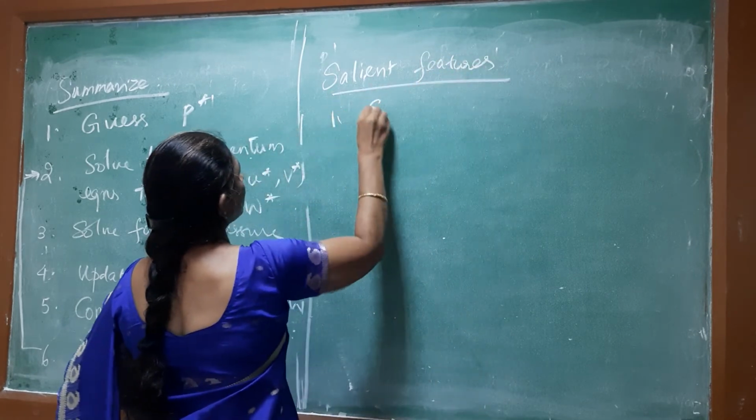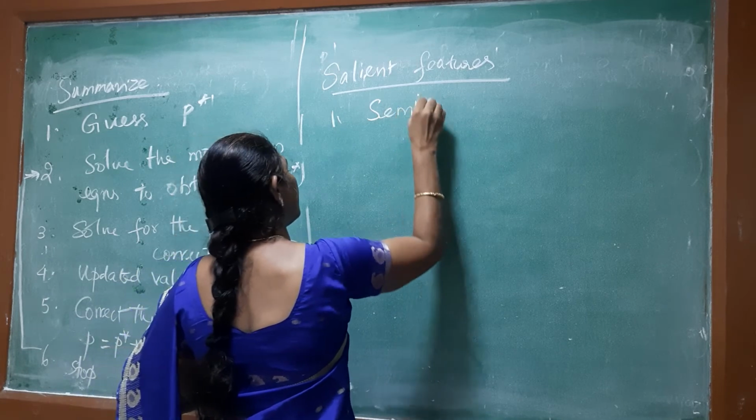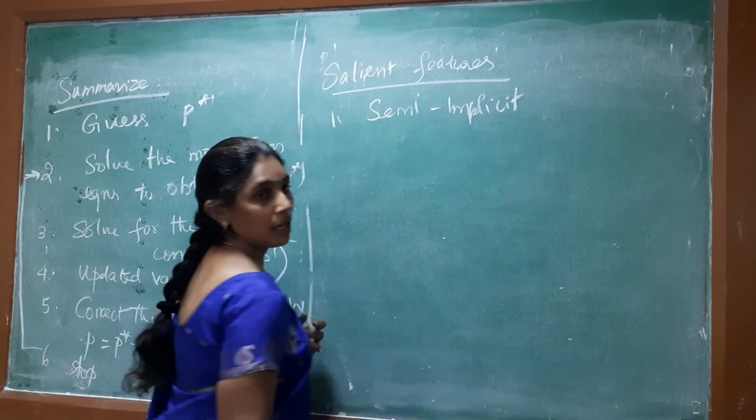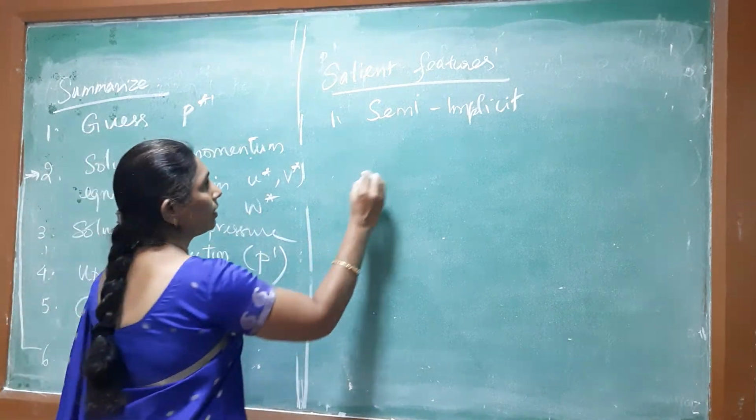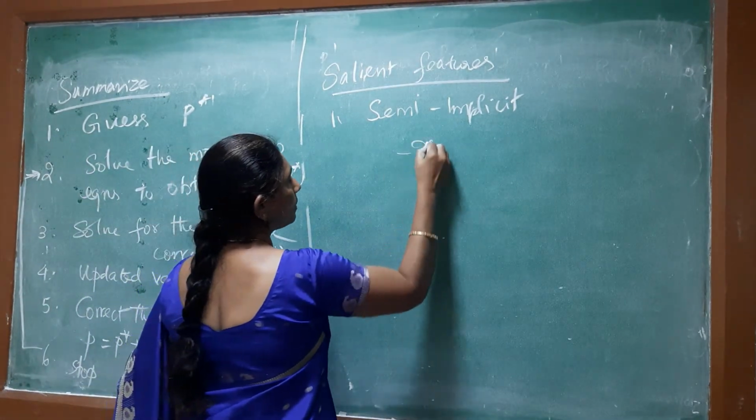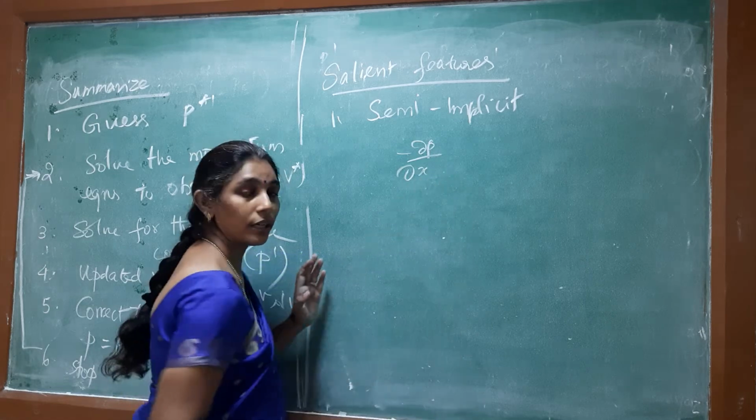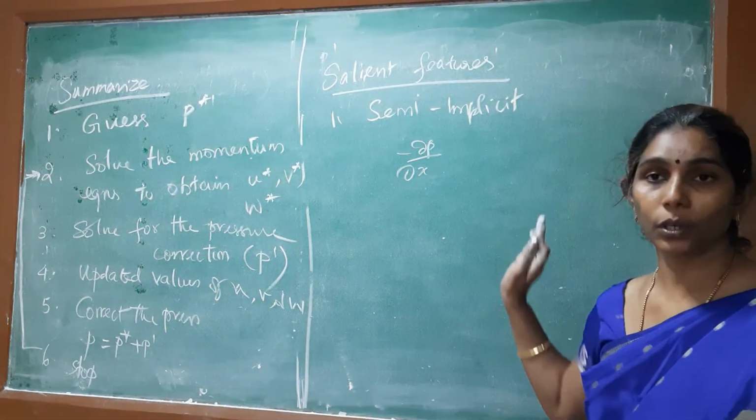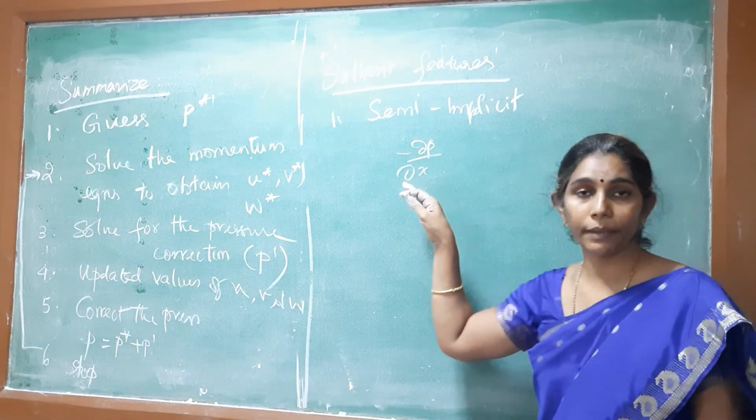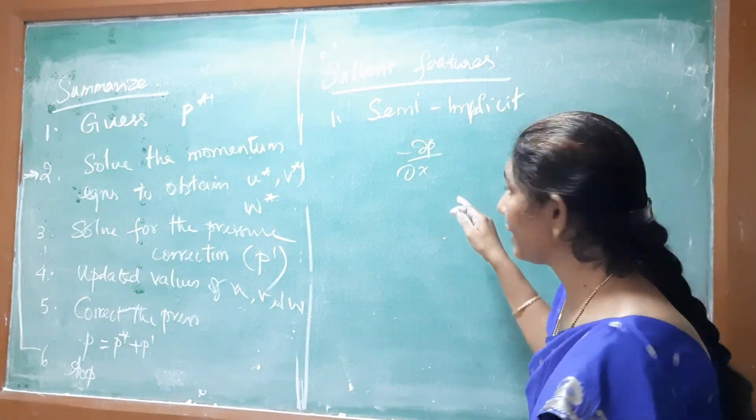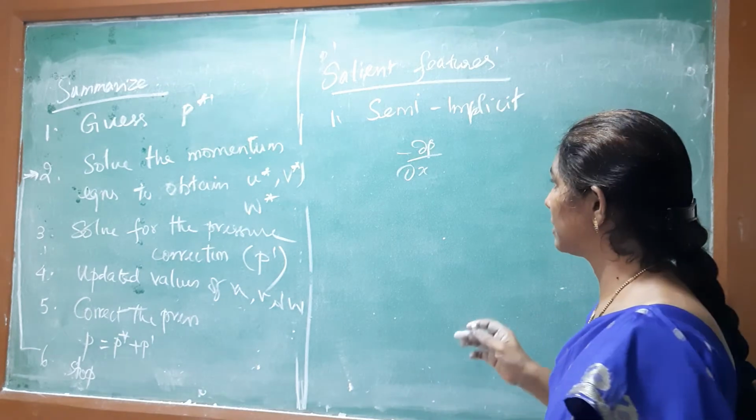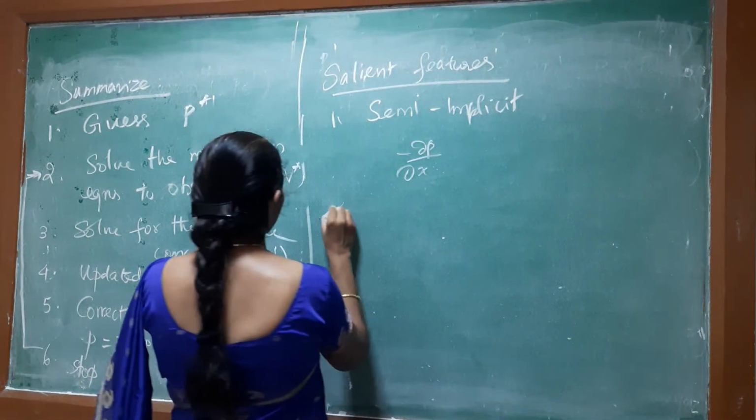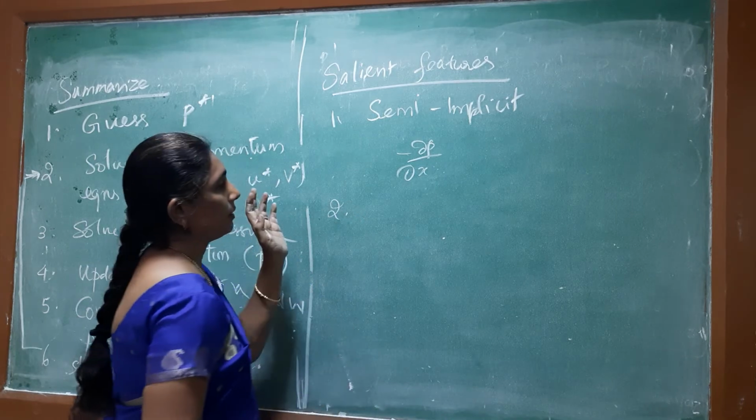The first one is why it is called a semi-implicit method. I've told the reason, that is, in the momentum equation, the term minus dou P by dou X does not have a special governing differential equation to be solved for. We'll only make an assumption of P and then arrive at the corrected value of the velocity fields. So that is why it is called a semi-implicit method.